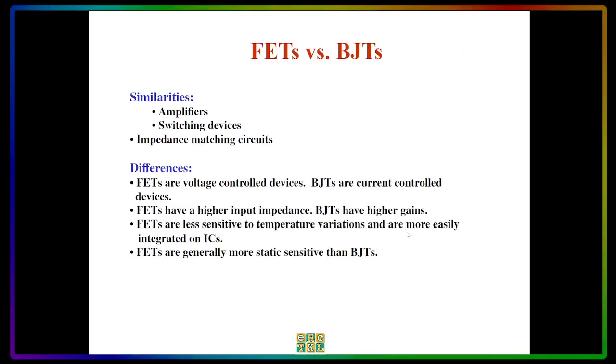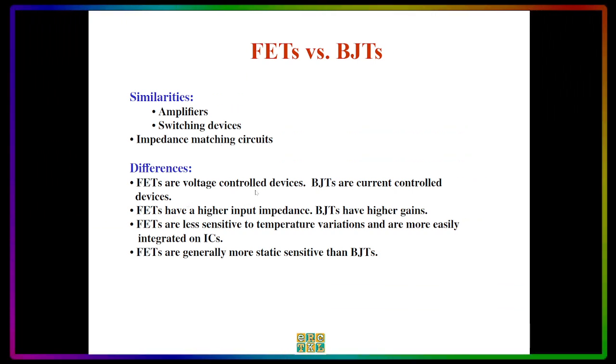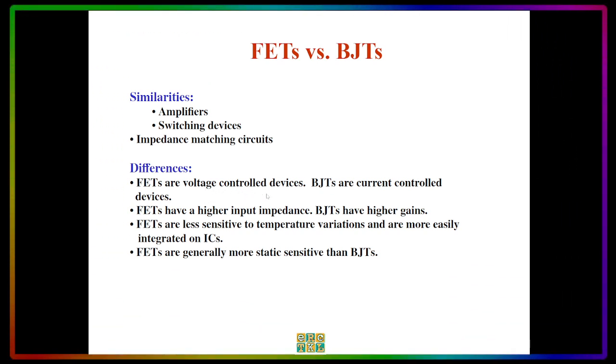So what are the similarities between the FET and BJT? Both of them can be used as an amplifier, as a switching device, or in impedance matching circuits. How about the differences? The FET controls the current by using a voltage source. So FETs are what we call voltage controlled devices, while the BJTs are called current controlled devices.